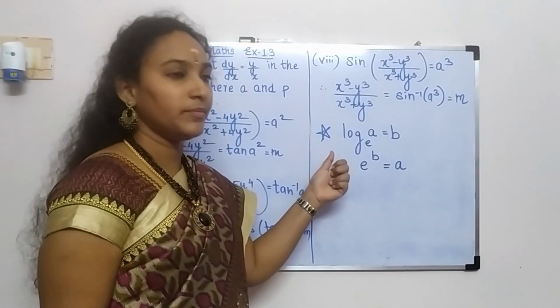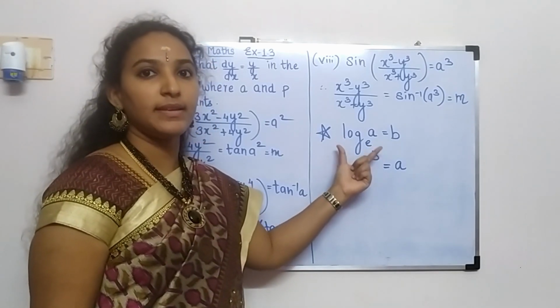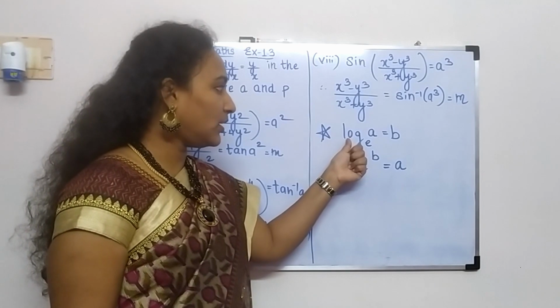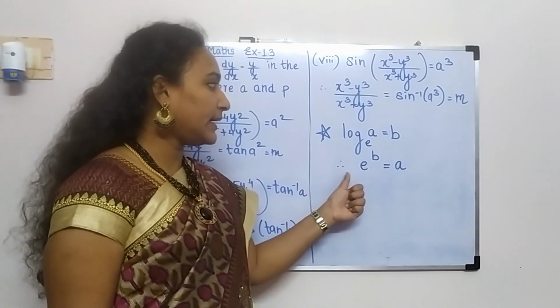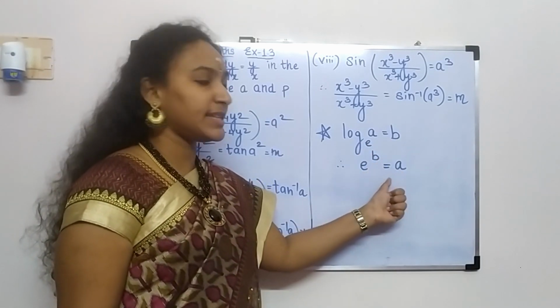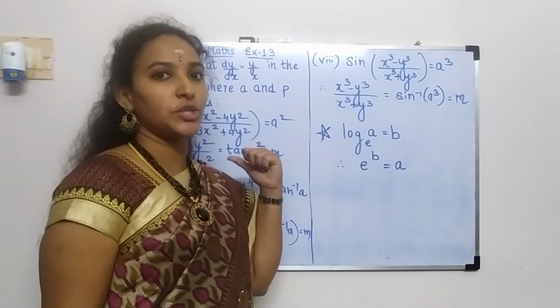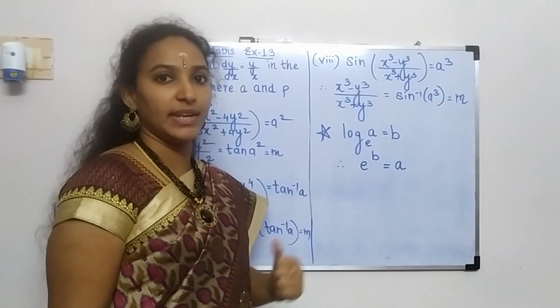See, for solving question number 6 and 7, remember this basic definition of logarithm, that is, when we have log a to the base e is equal to b, this can be written as e to the power b is equal to a. This is going to be used in solving question number 6 and 7. Please remember this point very well.